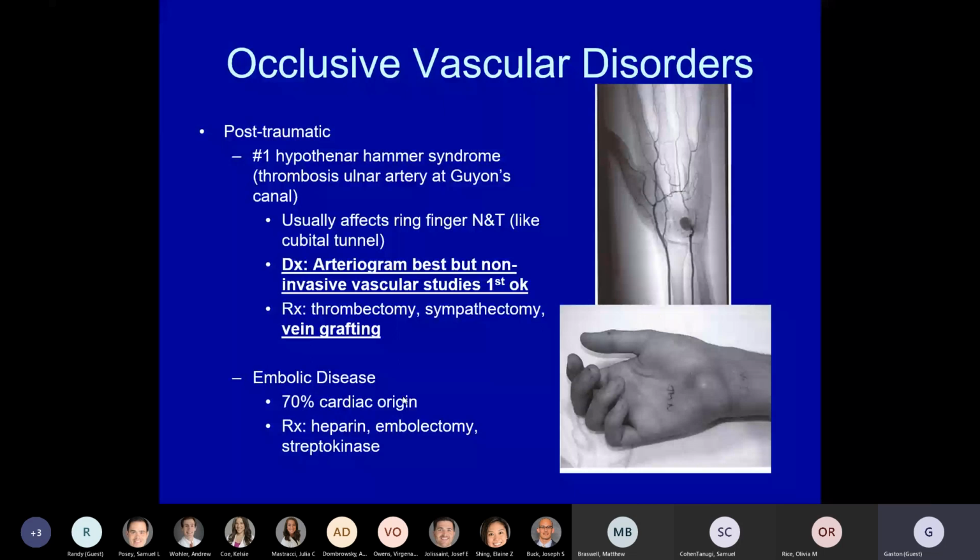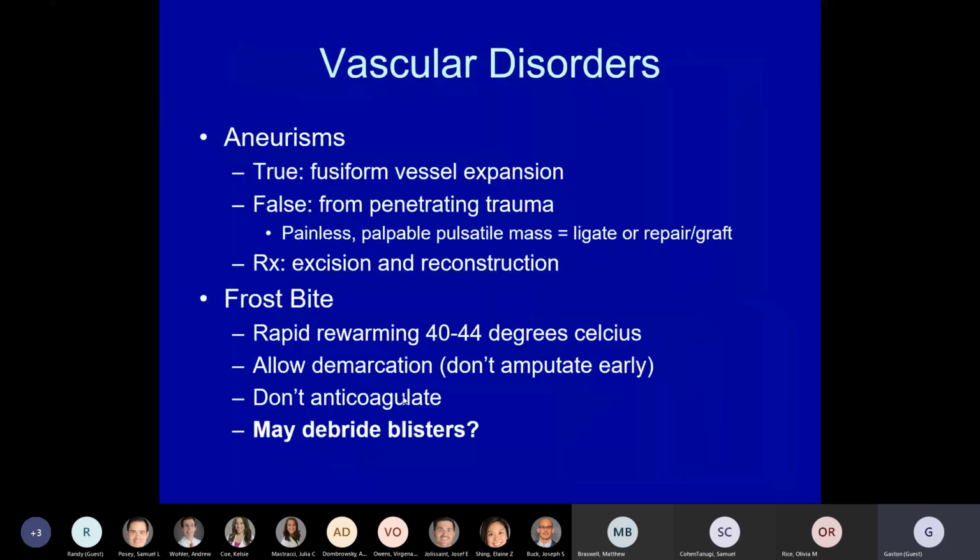Embolic disease to the hand, 70% are cardiac in origin. The test answer is work up their heart, heparin or streptokinase maybe if it's very early on. Aneurysms, remember, true aneurysms are fusiform vessel expansion versus false aneurysms, which form from penetrating trauma. So if you get a stab wound to the wrist and they have it, it's going to be a false aneurysm. The answer is going to be excise that aneurysm and then either repair or graft the existing defect.